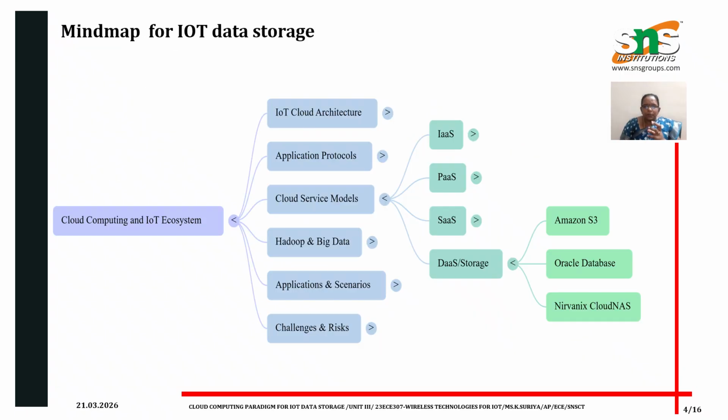So next, we see the mind map of IoT data storage. So here we'll be seeing about the cloud architecture, application protocols, cloud service models, then applications and scenarios and challenges and risks that are faced. So you know there are three types of cloud service models: infrastructure as a service, PaaS, and SaaS. So apart from this, we have Amazon S3, Oracle database, and Max Cloud NAS.